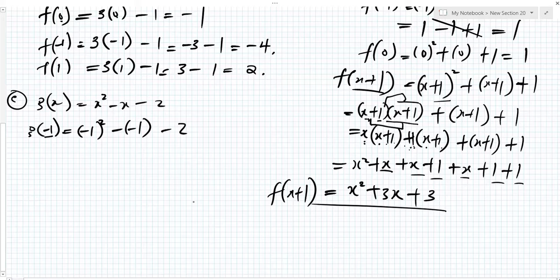Meaning wherever I see x, I replace it with minus 1. You have x here, which is minus 1. So here you have x squared, which is minus 1 squared. So minus 1 squared is 1. Minus times minus 1 will give you plus 1. So you have here minus 2. So 1 plus 1 is 2. So 2 minus 2 is what? 0.